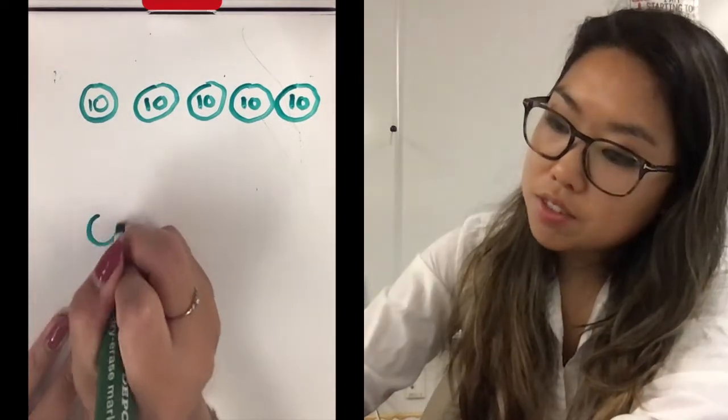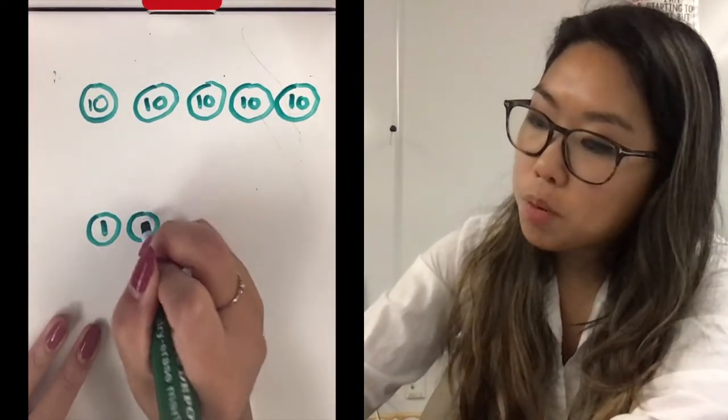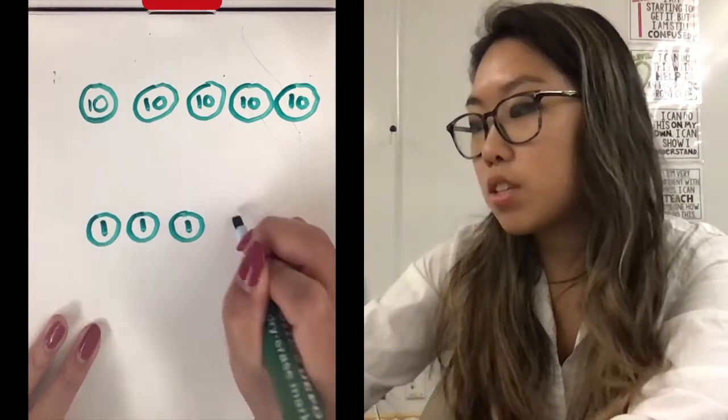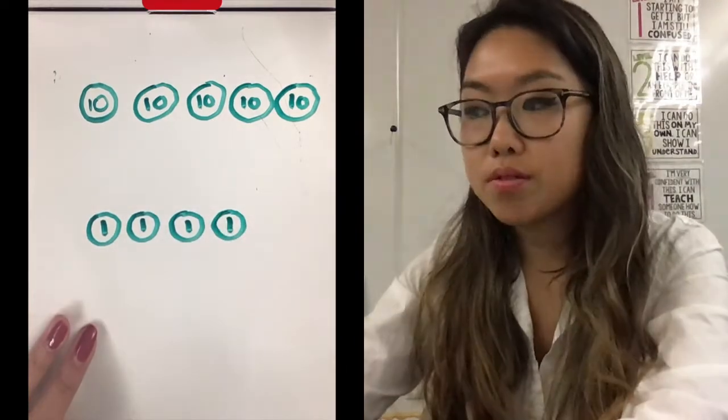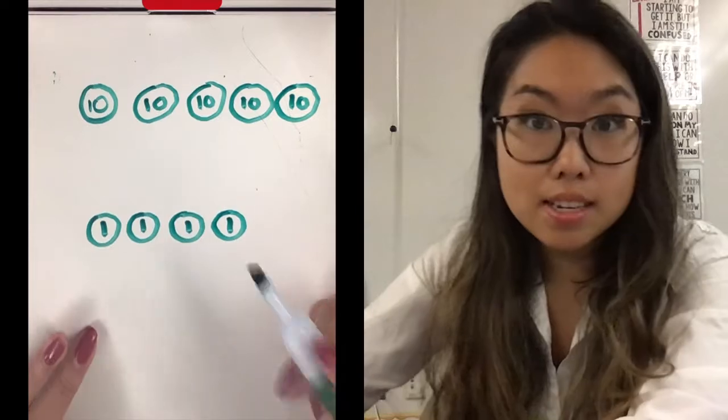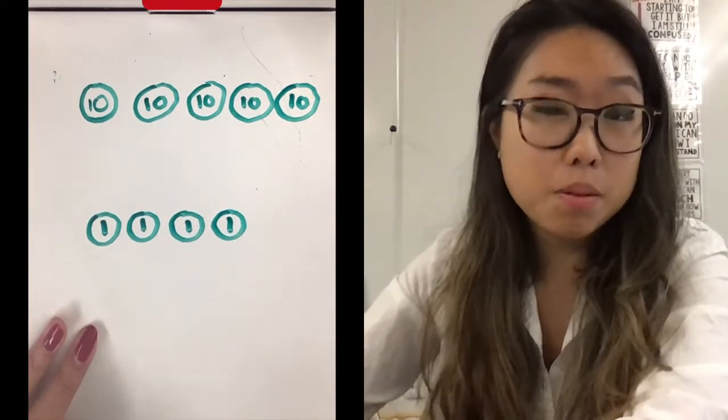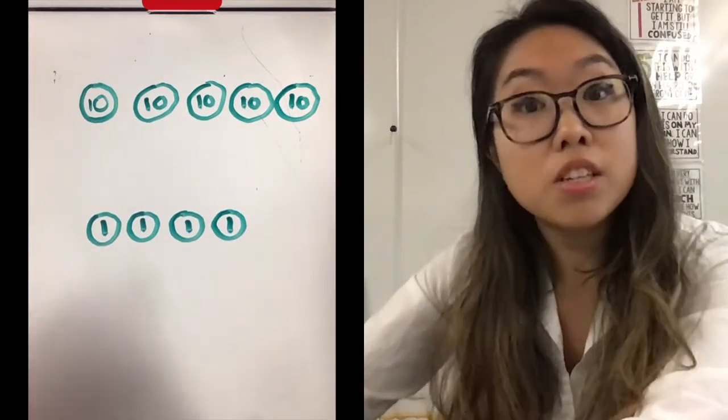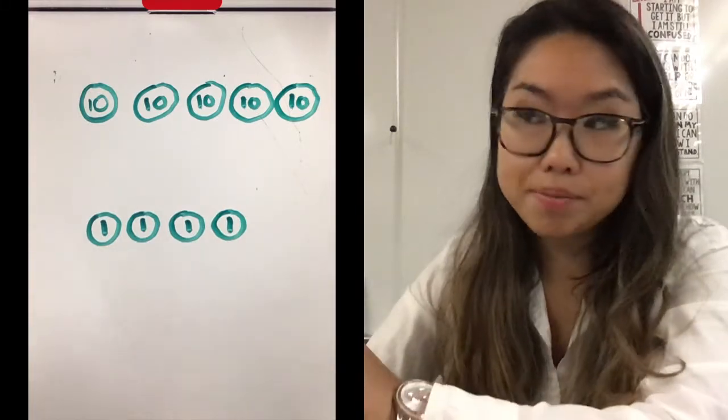And then I could have 1 cent. And I have 4 pennies, so I know I need 4 of these 1 centers. Notice I'm still keeping them organized in a line. This is going to help you with your skip counting. This is going to help you with keeping track of which coins you've already skip counted.